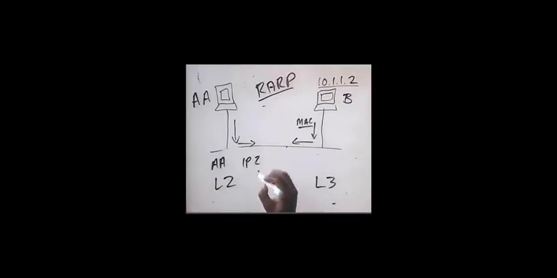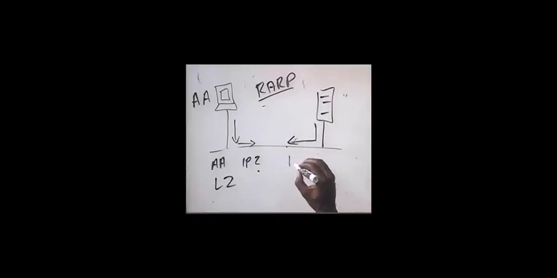So the PC sends out a RARP request, a reverse ARP request, and says, here's my MAC address, AA, what is my IP address? Another device on the network, some type of server, would send back a reply saying, here is your IP address. Your IP address is supposed to be 12.1.1.1. This is your IP address. Sends that back. This is called reverse ARP.